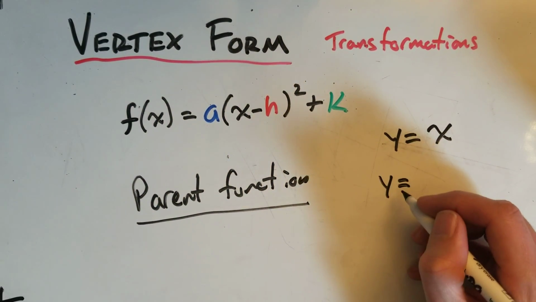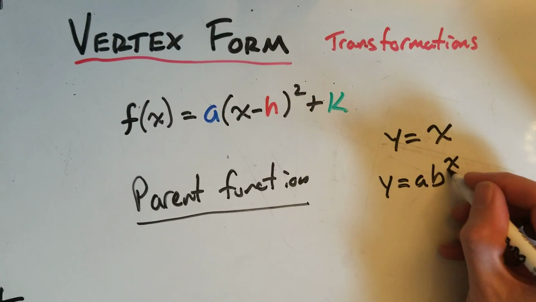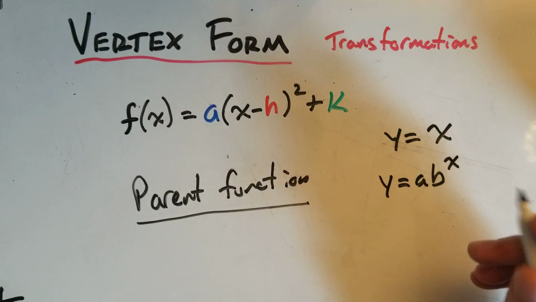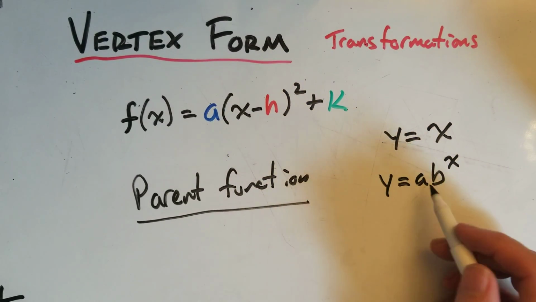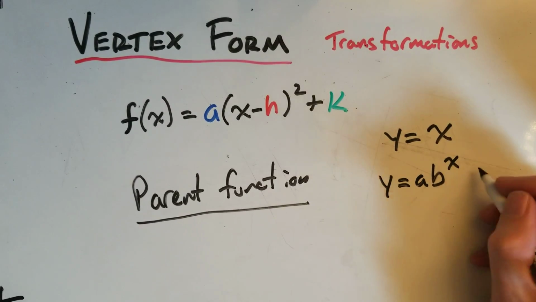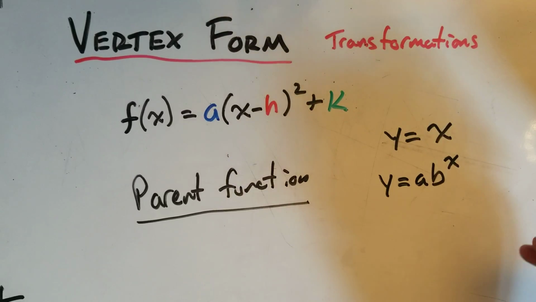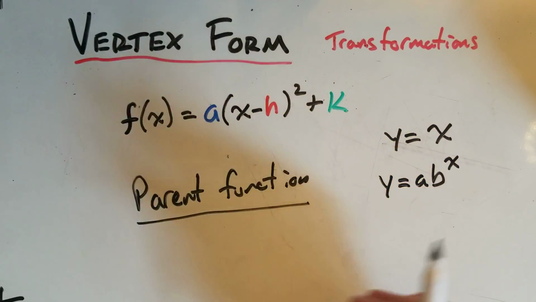Another parent function that we had was y equals a times b to the x. And this was our parent function for the family of exponentials. Remember, we could always add something at the end. We could add or subtract up here in the exponent, and that'll adjust our function. But this was the most basic.